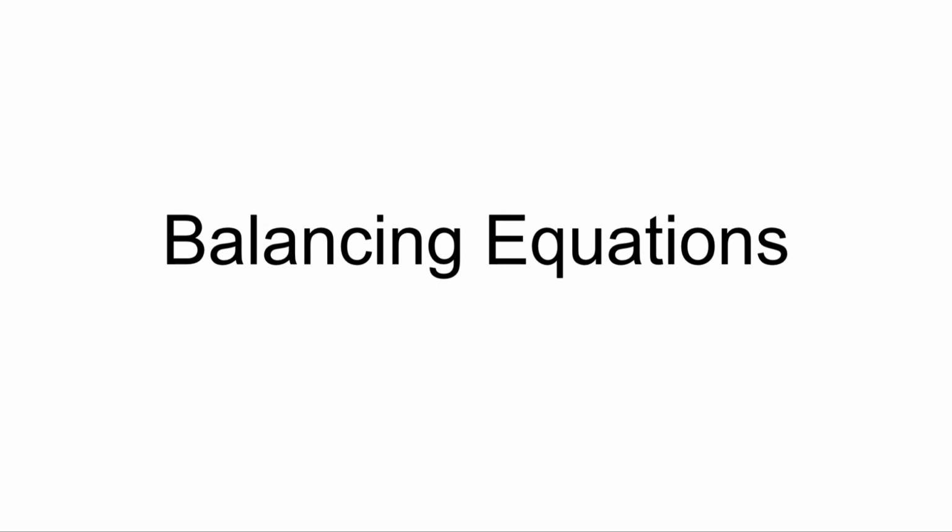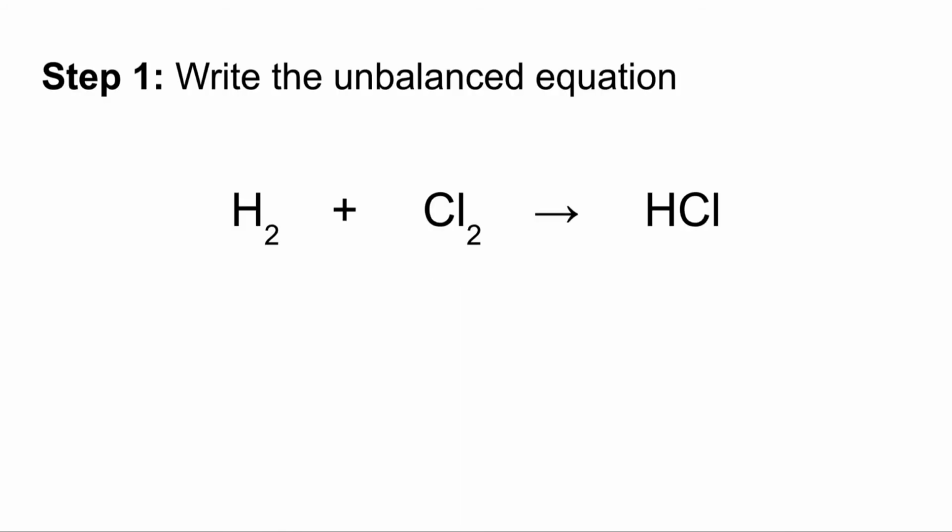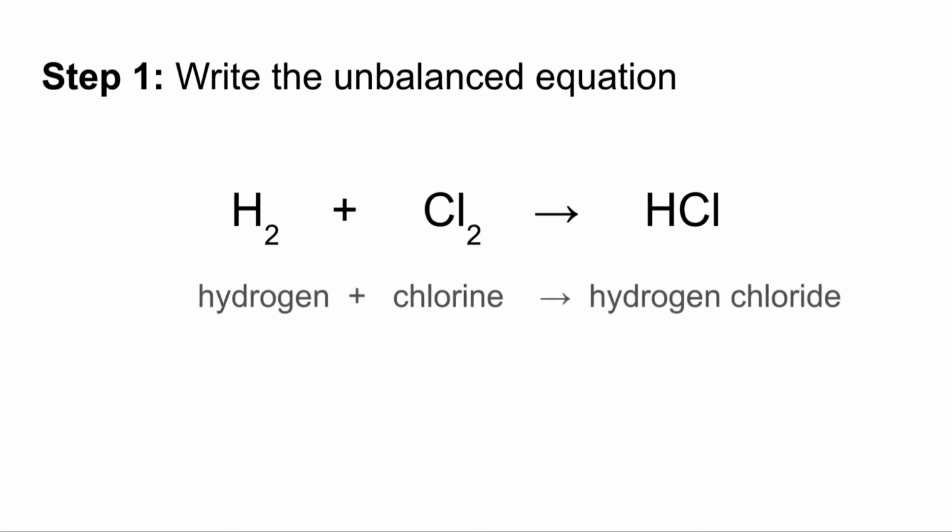In this tutorial, we're going to learn about balancing equations. The first step to writing a balanced equation is to write the unbalanced equation. This is a reaction between hydrogen and chlorine to make hydrogen chloride.